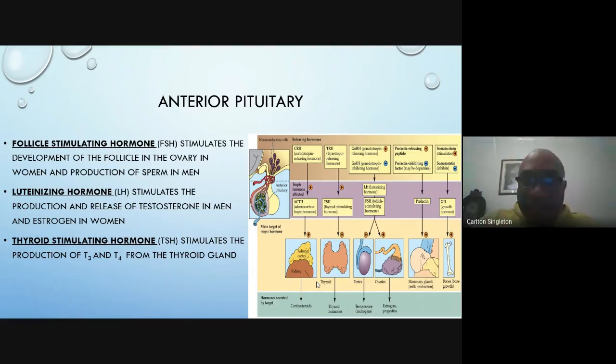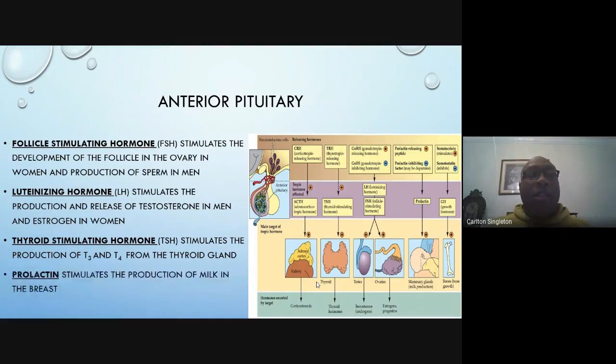So you see in your image here, follicle stimulating hormone is under the control of gonadotropin releasing hormone from the hypothalamus. Follicle stimulating hormone goes to the testes or ovaries, testosterone in men, estrogen in women. FSH is production of sperm in men and the follicle in women. Okay, LH would be testosterone and estrogen. Then thyroid stimulating hormone will stimulate T3 and T4. What was that controlled by? TRH.